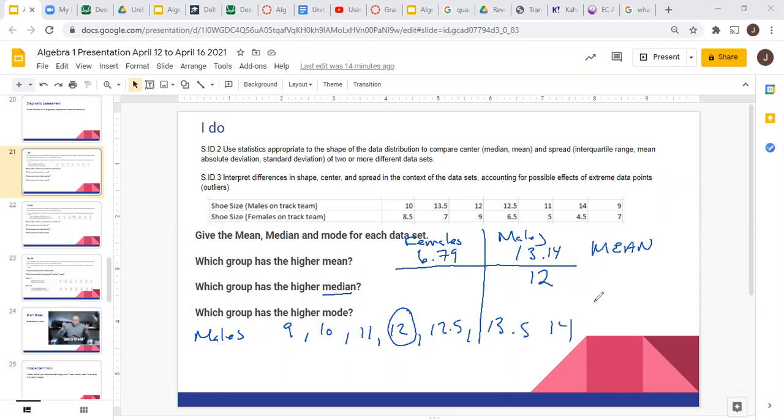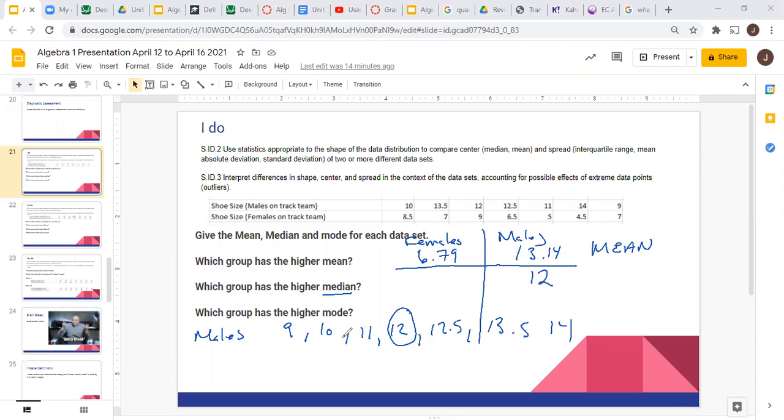What that may mean is that the person with the 14, and maybe the 13.5, are a little bit above average. Overall for the group, the average is 13.14, so it pulls the average up if you have someone with a very large shoe size. But the median, in terms of how many people are on each side of the person in the middle, is 12.